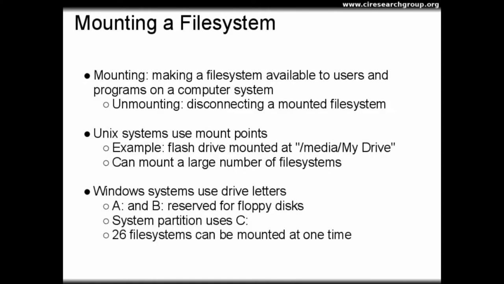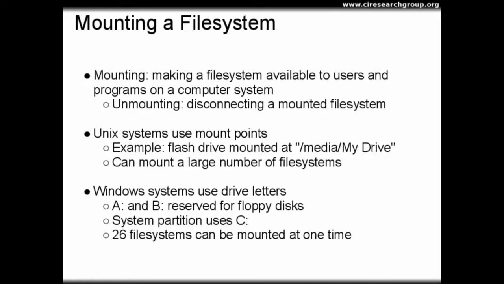Unix systems mount file systems at mount points, which are simply directories somewhere within the overall directory structure of the system. So if I plug in a flash drive on a Linux machine, for example, that flash drive may be mounted at /media/mydrive. I can mount a large number of different file systems this way at the same time. And I can make all of the different file systems appear to be part of one directory structure.